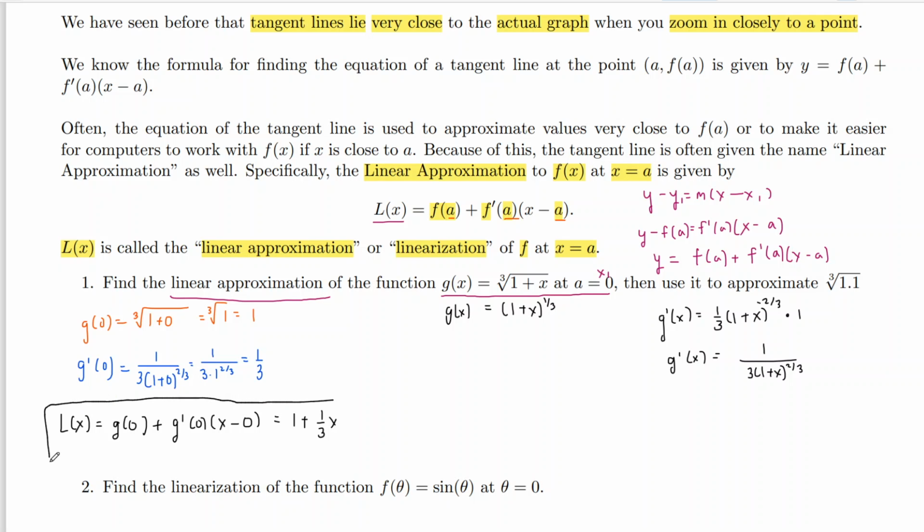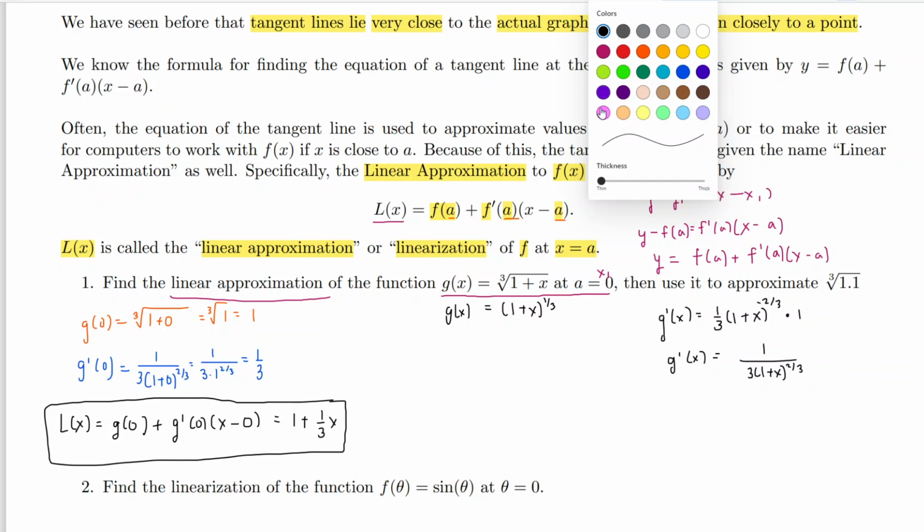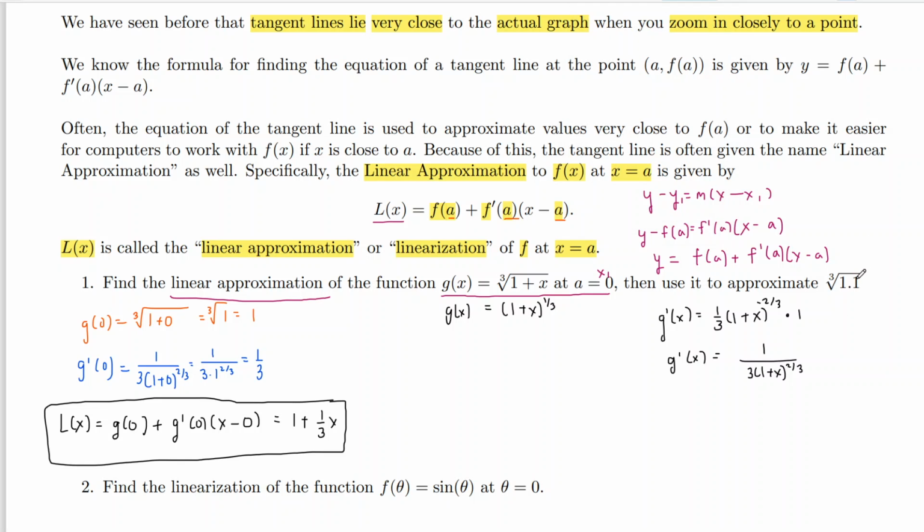That's the main part. But just so you can see how it could be used, we want to approximate the cube root of 1.1. How are we going to approximate this? Well, you have to keep in mind what your function is. Our function is the cube root of 1 plus x, and we want the cube root of 1.1. So the cube root of 1.1, what we're trying to figure out, if we think about it in terms of our function, we have the cube root of 1 plus 0.1. Right? We would get the cube root of 1.1 if we plugged in 0.1 in for x here.